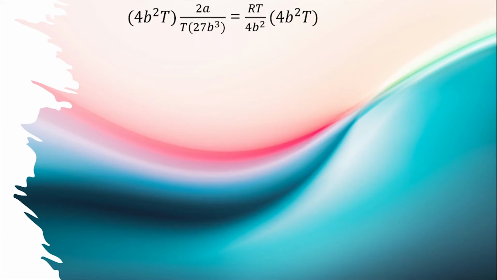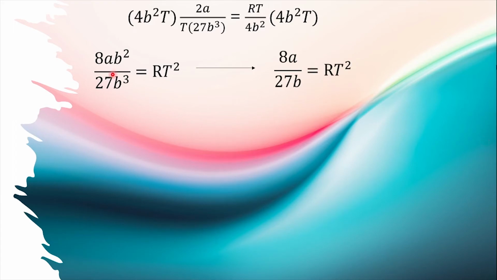By multiplying 4b squared T on both sides, we should get a product of 8ab squared divided by 27b cubed is equal to RT squared. First, the 4b squared should cancel and T would be squared because T times T is T squared. Then 4b squared, the T would be cancelled and 4b squared will be multiplied here, so it becomes 8ab squared.